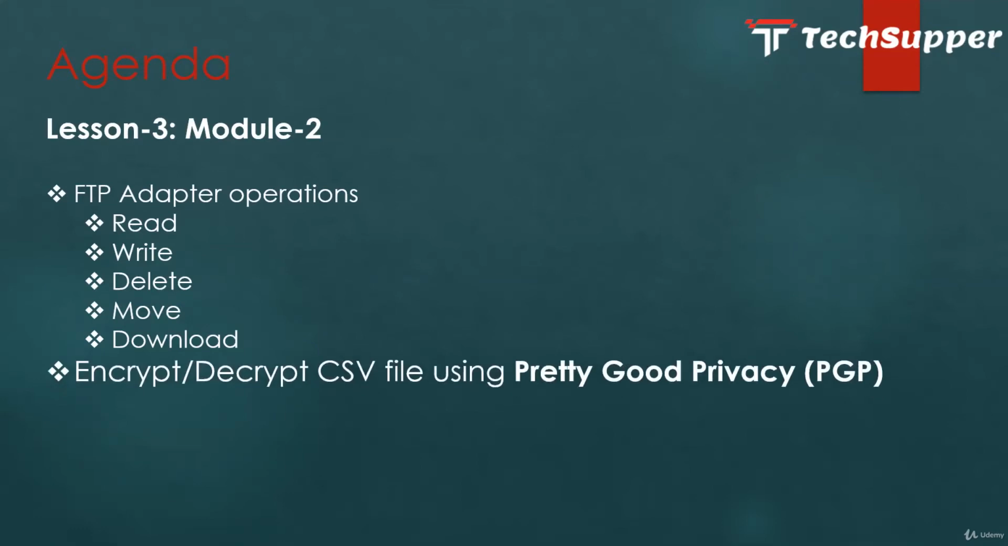We will look at how we can encrypt or decrypt a CSV file using Pretty Good Privacy. In the previous video, we saw how we created the FTP connection and how we provisioned the FTP server. So we will use the same FTP connection in this module.